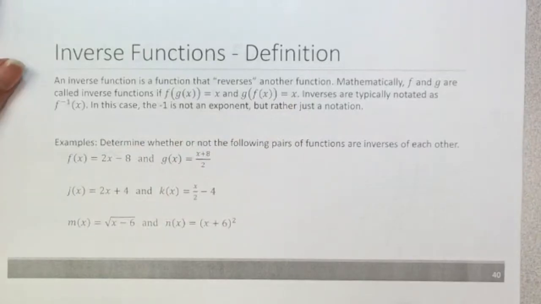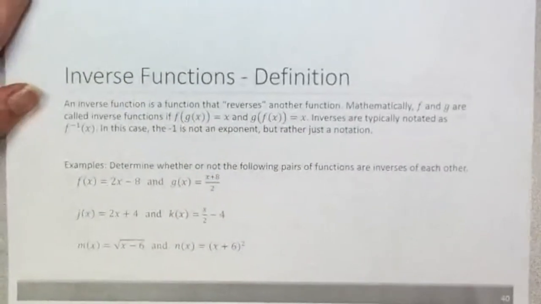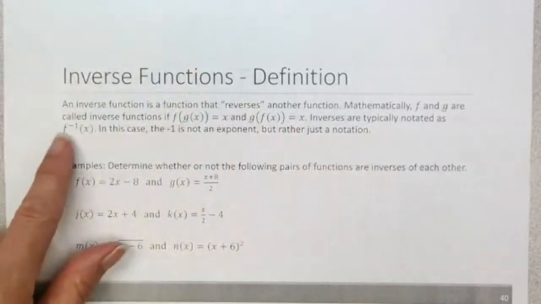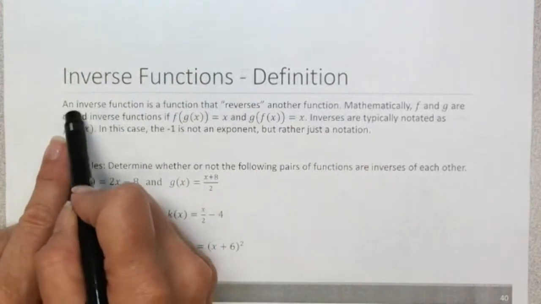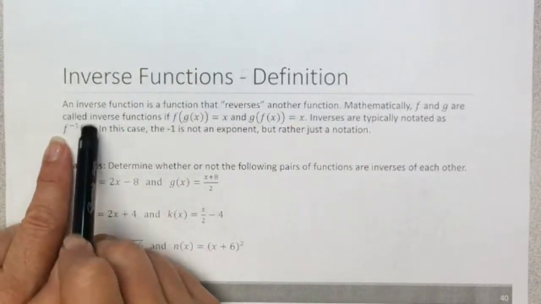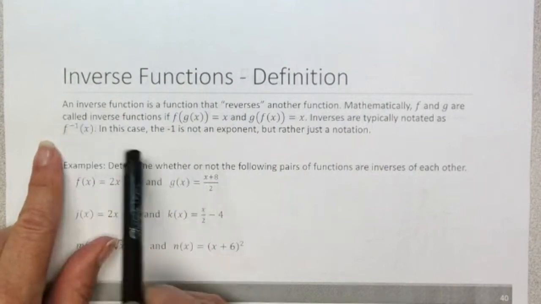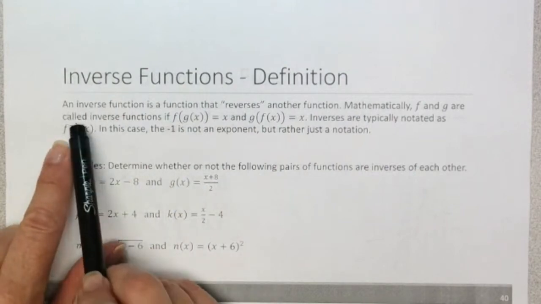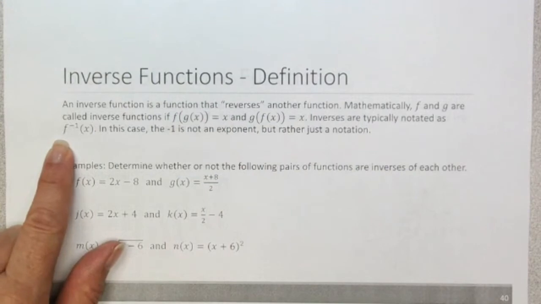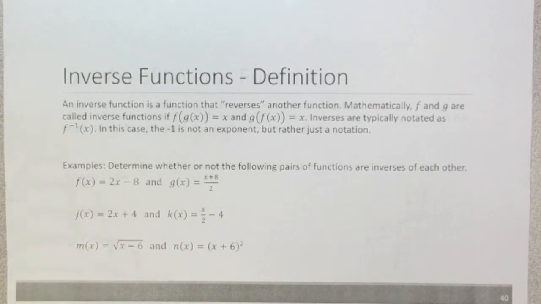Okay? The notation that we use typically to refer to inverse functions is f with a -1 up there, where the exponent might be f -1 of x. But in this case, the -1 does not mean it's an exponent. It's just a notation when we're dealing with functions to refer to an inverse function. All right, let's look at some examples.